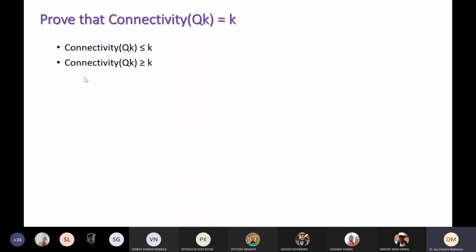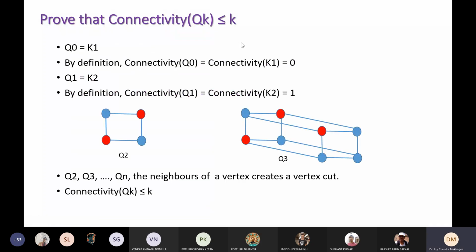And to prove that, the procedure here is, first we'll prove the connectivity of Qk is less than or equal to k, and then we'll prove the connectivity of Qk is greater than or equal to k. When both of these are satisfied simultaneously, we say that it is indeed k. So first I will prove that the connectivity of Qk is k.